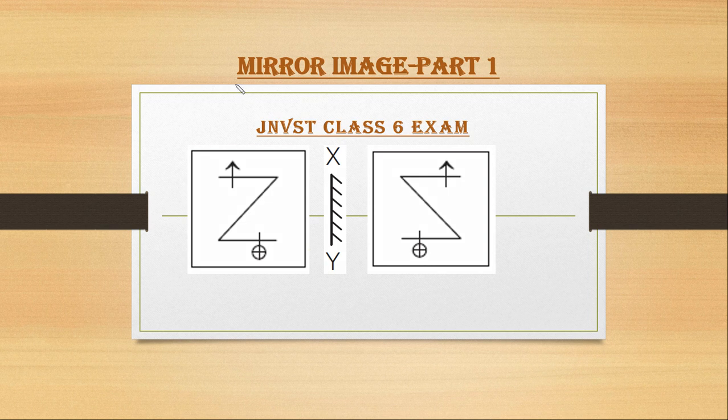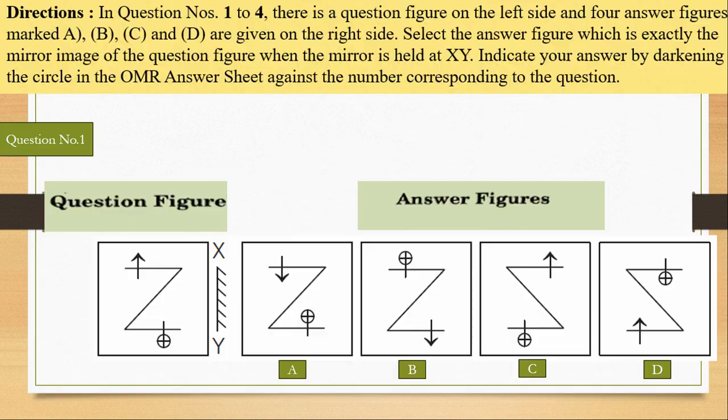In this session, we are going to discuss mirror image related mental ability questions. Let us move on to the question answer section. In this question, as you can see, the mirror is placed on the right hand side of the question figure and we are asked to find the mirror image of the question figure. There will be four answers given and one of them is the mirror image of the question figure.